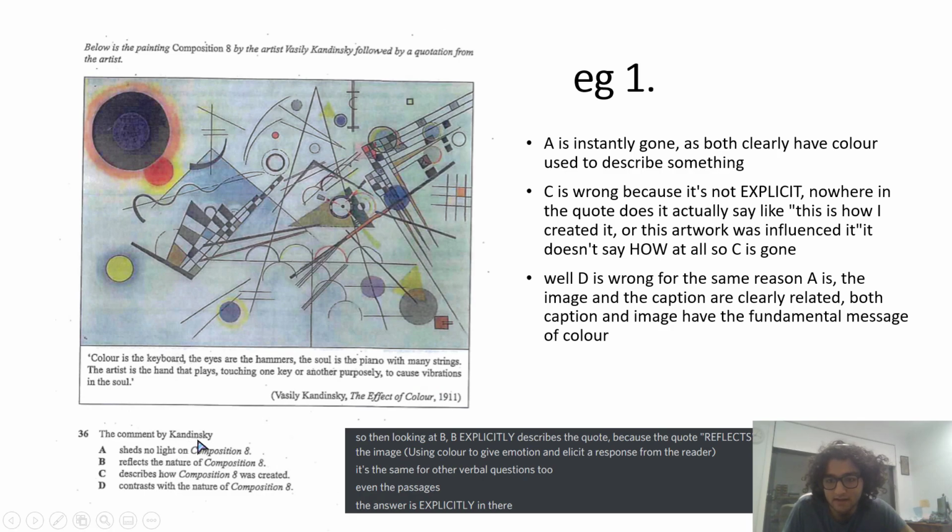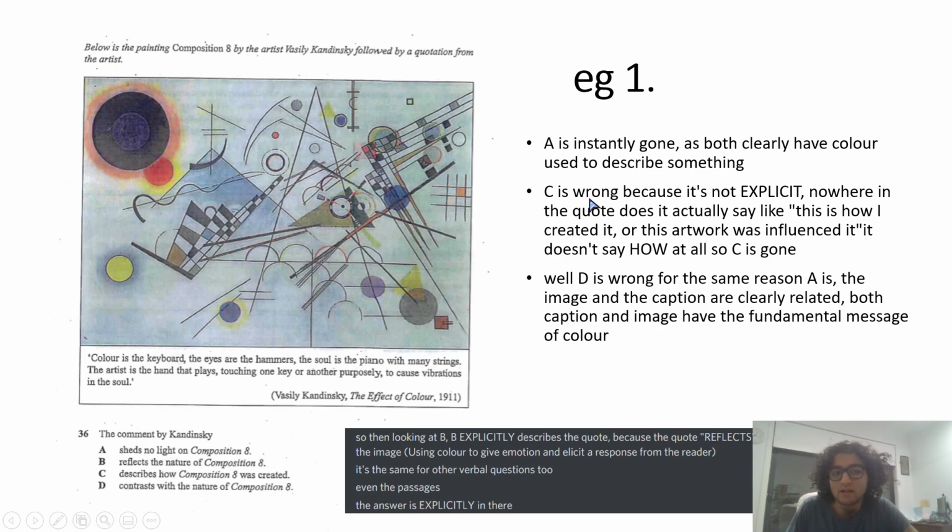The comment by Kandinsky: A, sheds no light on Composition 8; B, reflects the nature of Composition 8; C, describes how Composition 8 was created; D, contrasts with the nature of Composition 8. So, A is instantly gone, right? Because it doesn't shed no light on Composition 8. Both the painting, the first thing we saw when we saw the painting was that color that hit us, right? And the caption both describe something, so it's not A.